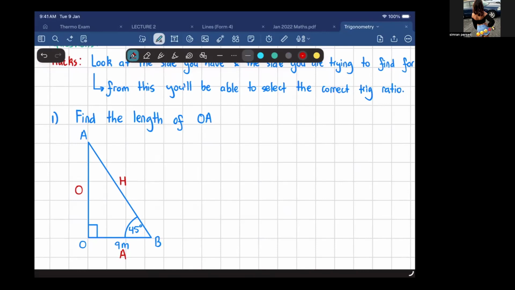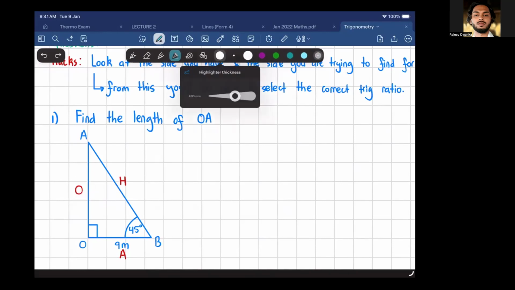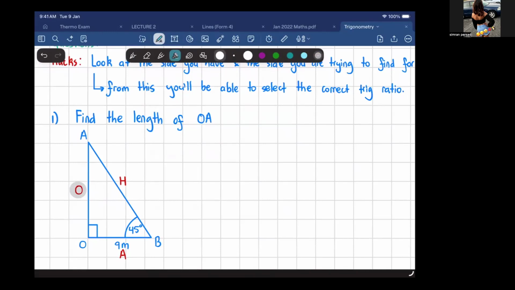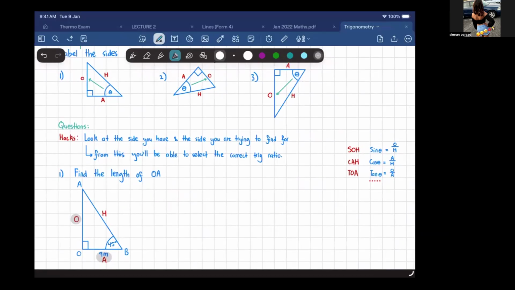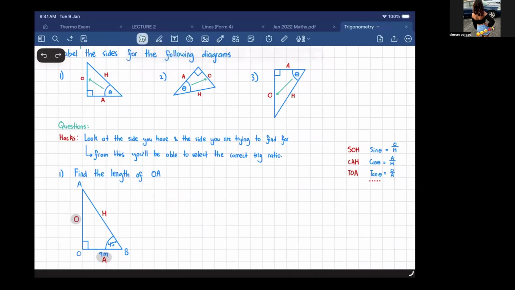OA. OA is the what side? The opposite, adjacent, what is it? The opposite. Right? And what is the side that we actually have? The adjacent. Right. So based on the information, what we're trying to find out and what we have, what do you think we should use? Which one has O and A in it? Is it sine or tan?